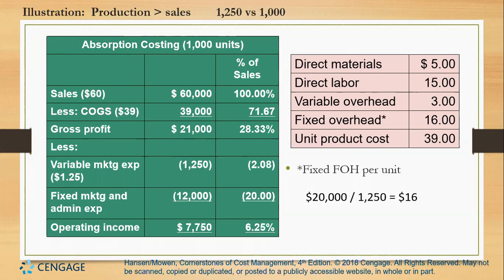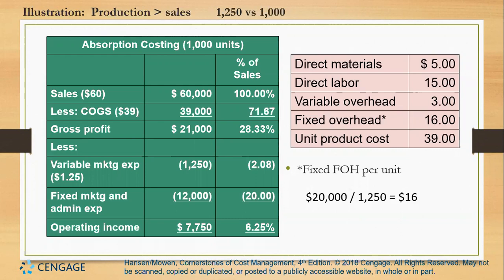It's lower by 4 pesos because our fixed factory overhead per month is divided by the number of units actually produced. So now we have 1,250 units. So it's only at 16. It's no longer at 20. So meaning the 43 that we have in illustration 1 minus 4, that's only 39. The gross profit of 21,000.